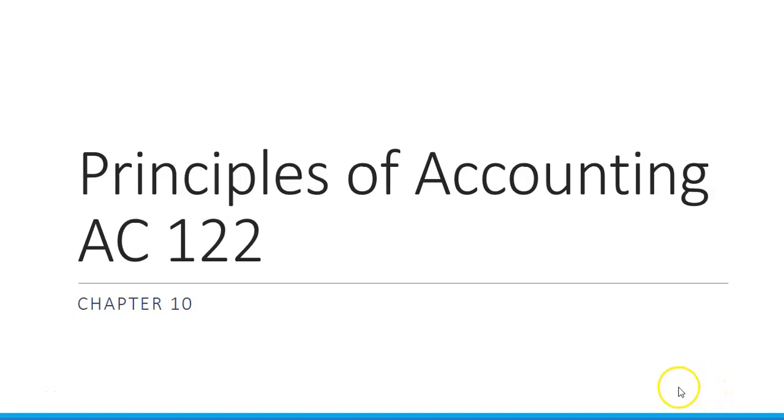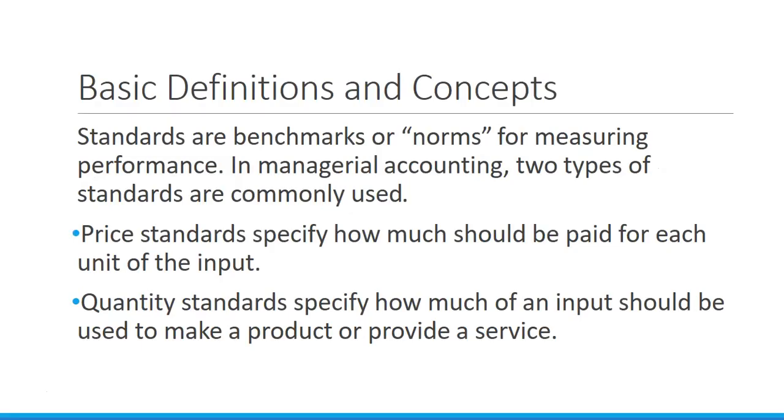Principles of Accounting, Chapter 10. In Chapter 9, we looked at variance analysis from the actual to budgeted results, looking at a flexible budget. In Chapter 10, we extend that variance analysis into our manufacturing areas of materials, labor, and overhead.